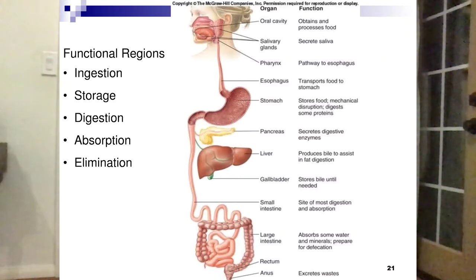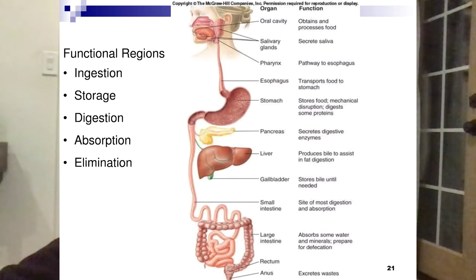So that was a real quick overview of the digestive system. So let's go over each section part by part. And one other thing I want you to recognize, and again, you can really see it here, is that these different functional regions are actually separate environments for digestion to take place.